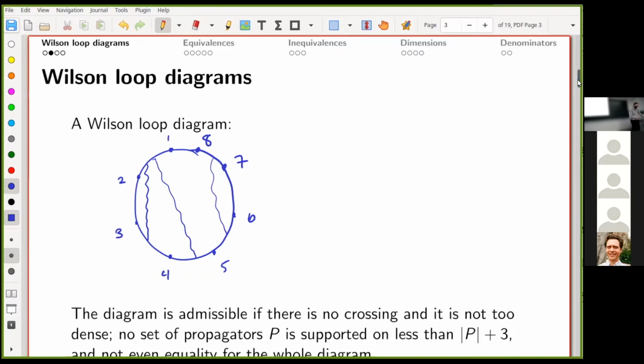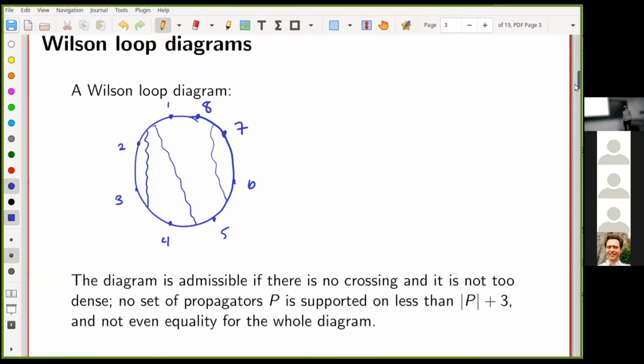We're going to be interested in non-crossing diagrams, and we're going to be interested in diagrams that have a certain density condition. You're not allowed to have too many propagators all squashed up together. The actual condition is: if you have some set of propagators, the support is all the vertices that are the endpoints of the edges that the ends of the propagators are on, and you don't want the number of vertices that it's supported on to be too small. All right. So these are the objects that we're interested in.